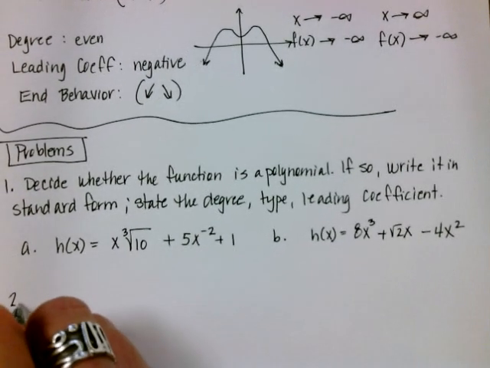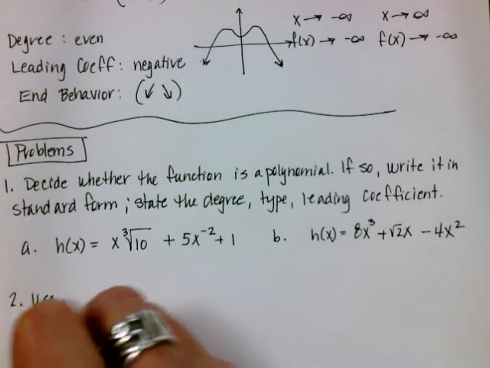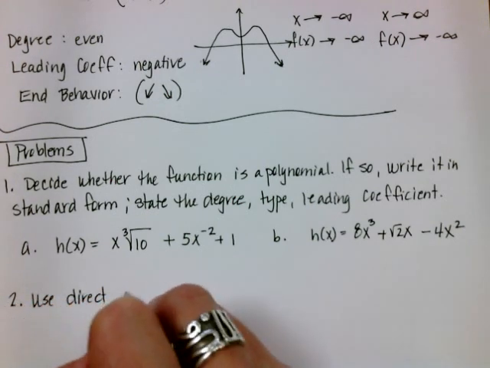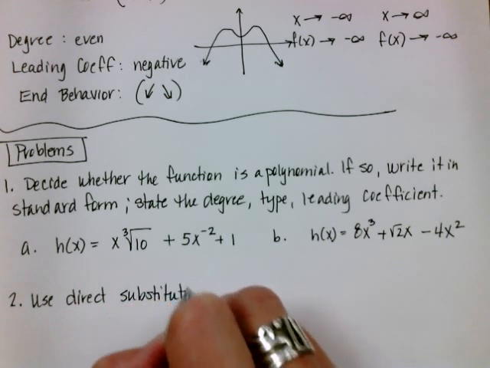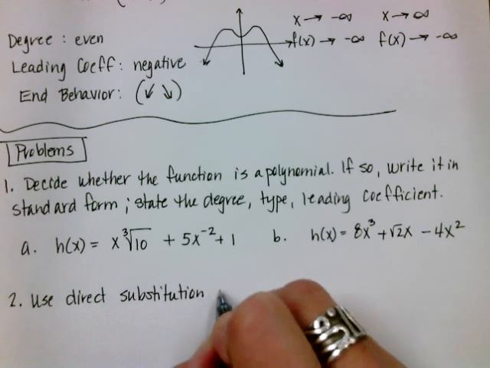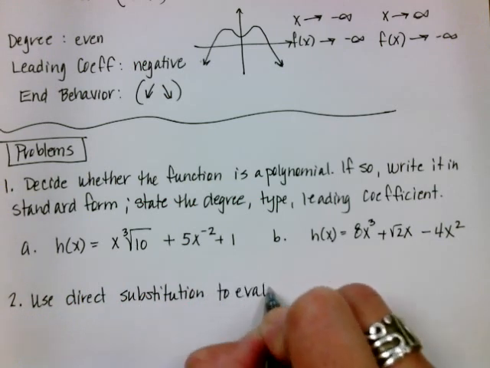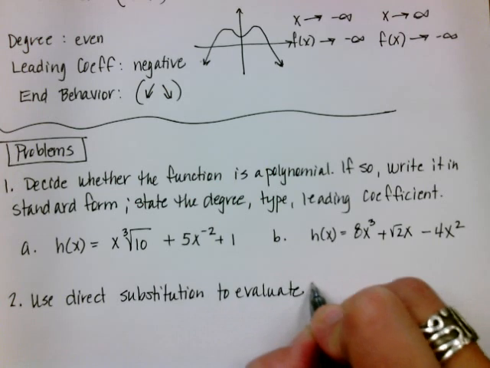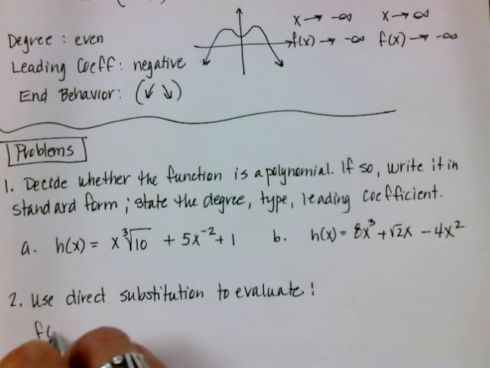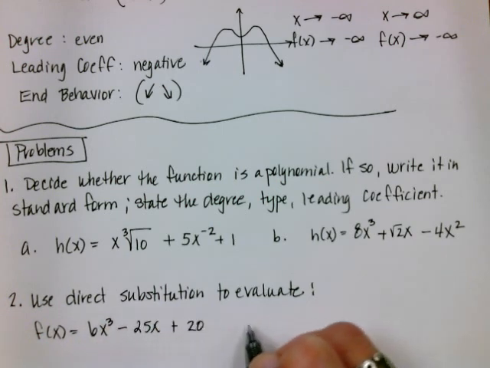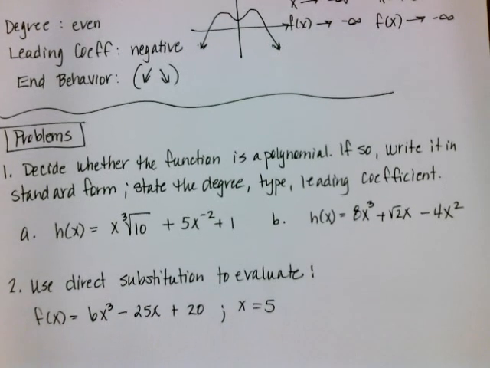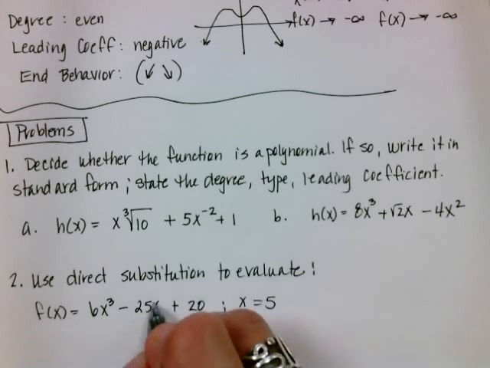Your second problem says use direct substitution, which is the kind that you like to do or that we've done in the past. It's not the new method. Okay. To evaluate. Okay. And you're going to have f of x is equal to 6x cubed minus 25x plus 20, and I want to evaluate it at x is equal to 5. Okay? All right, and that's an x. Sorry, bad handwriting.